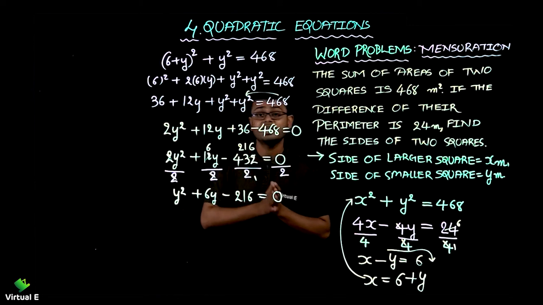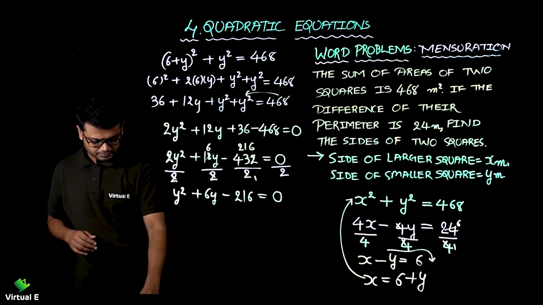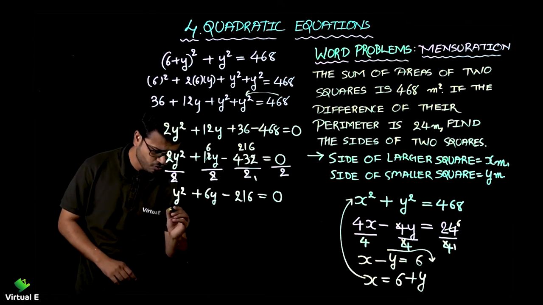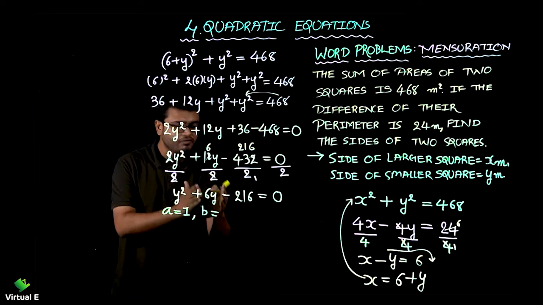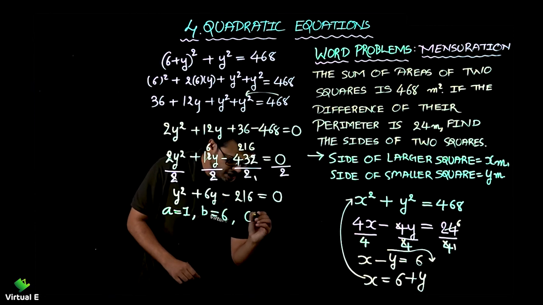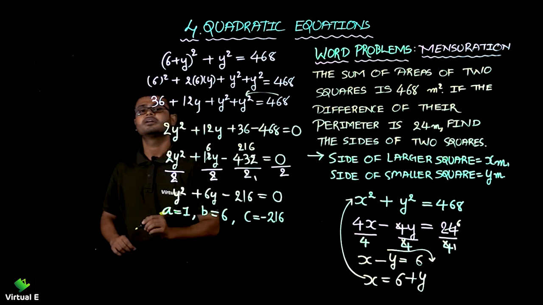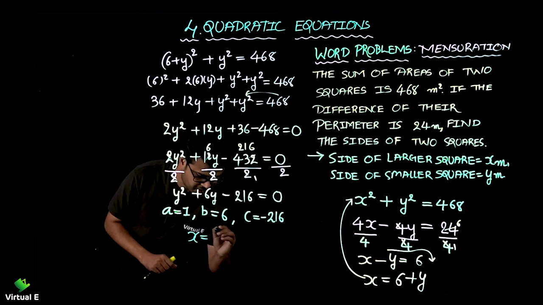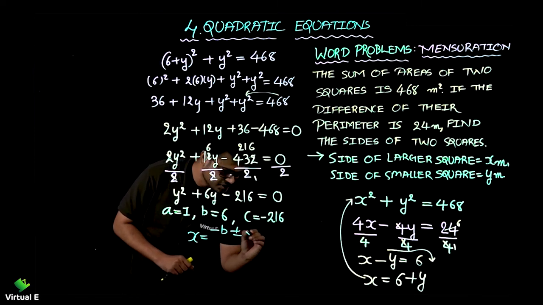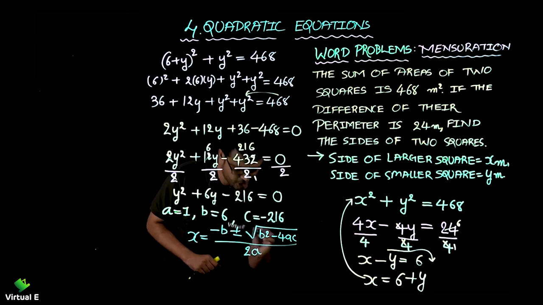For that, I will be needing three quantities, which is a, b and c. So let's start. A, which is coefficient of y square, which is 1, b, which is coefficient of y, which is 6, and c, constant term, which is 216. Don't forget the negative sign. Right? Let's write the quadratic formula. So quadratic formula is x is equal to minus b plus or minus square root of what? B square minus 4ac over what? Don't forget the denominator, which is 2a.